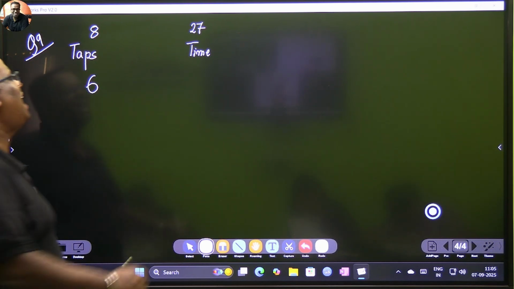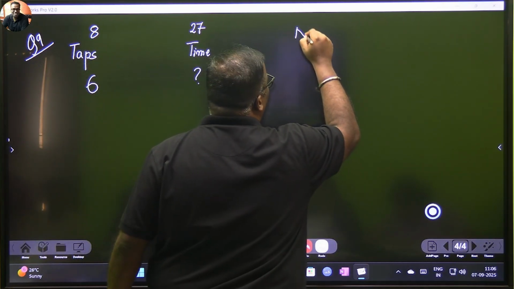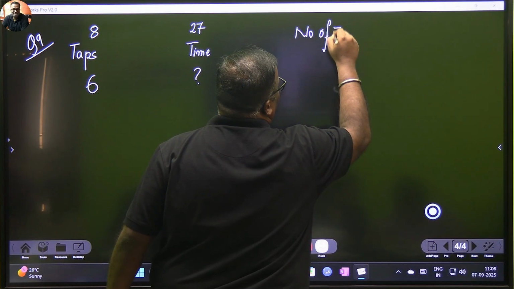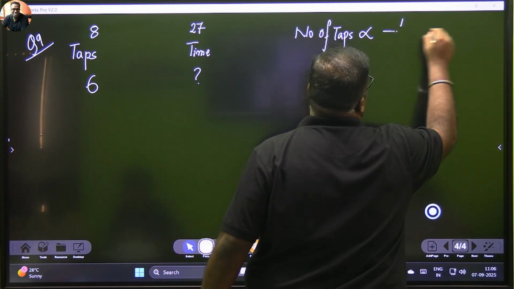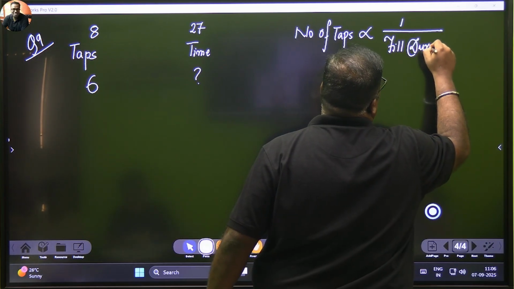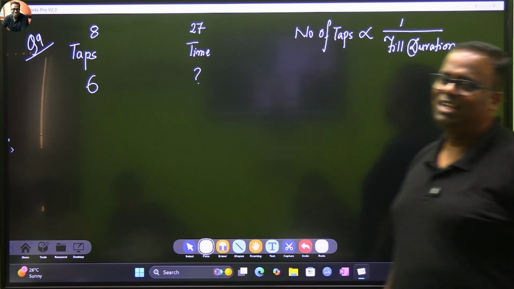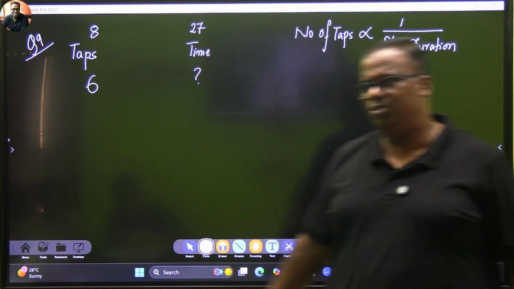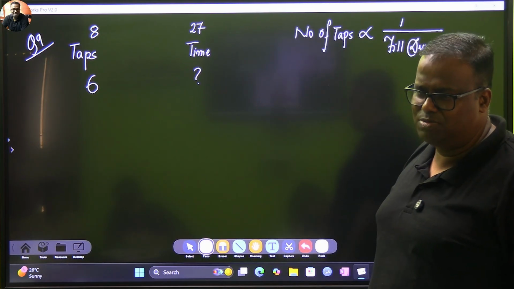Right. What nonsense is there? Here, the number of taps is inversely proportional to, we will write. Your problem is not mathematics, it is English. Number of taps is inversely proportional to fill duration. More the number of taps, less the fill duration. Less the number of taps, more the fill duration.